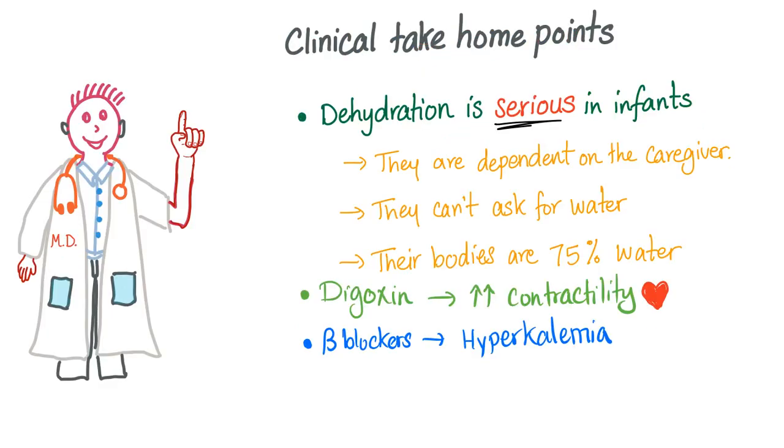Clinical take-home points. Let's take it to the next level. Dehydration is a serious problem in infants. They are dependent on their caregiver. They can't ask for water. Their bodies are 70% made of water. Digoxin will lead to increased cardiac contractility by inhibiting the sodium-potassium ATPase. Beta blockers will lead to hyperkalemia by inhibiting the sodium-potassium ATPase.